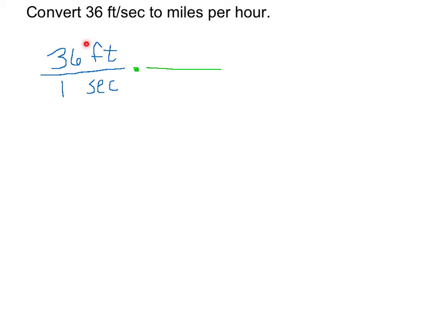On the top I have feet. I want to change that to miles, so in order to get rid of feet on the top, I have to multiply with a fraction that has feet on the bottom. That way the feet can cross cancel. So the next thing is, can I convert feet to miles? And I absolutely can. In 1 mile, there's 5,280 feet.